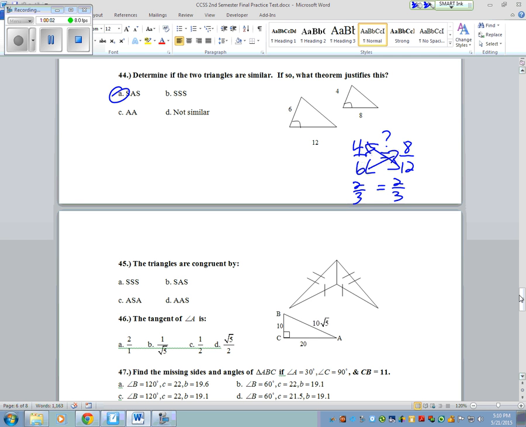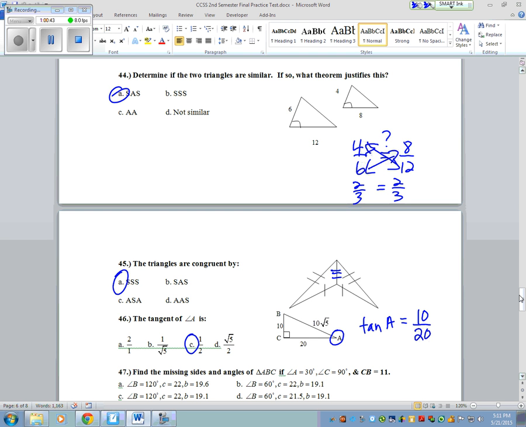45, the triangles are congruent. Oh, okay. Looks like they share a side here, right? So they're going to be congruent by side, side, side. I see 3 congruent side markings in there. And 46, the tangent of angle A is, let's see, angle A is right here. Here's angle A. So tangent of A is going to be equal to the opposite 10 over the adjacent 20, which reduces to 1/2. That's just testing your definition that tangent, TOA, is opposite over adjacent. Okay.